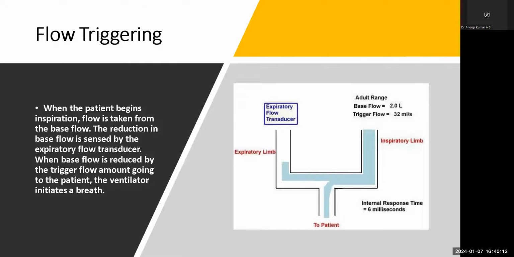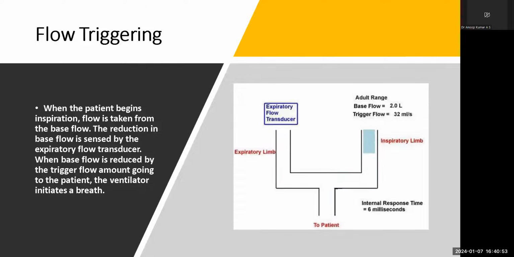Okay. So now coming to the flow triggering. As you can see, there is an expiratory flow transducer, and there is an inspiratory limb. The air goes to the patient through the inspiration, then it returns through the expiration. The base flow will be somewhere around 2 liters, and you will have something like a trigger flow also. So when the patient begins inspiration, flow is taken from the base flow. The reduction in base flow is sensed by the expiratory flow transducer. Okay. So here it is basically the reduction in the base flow that is sensed.